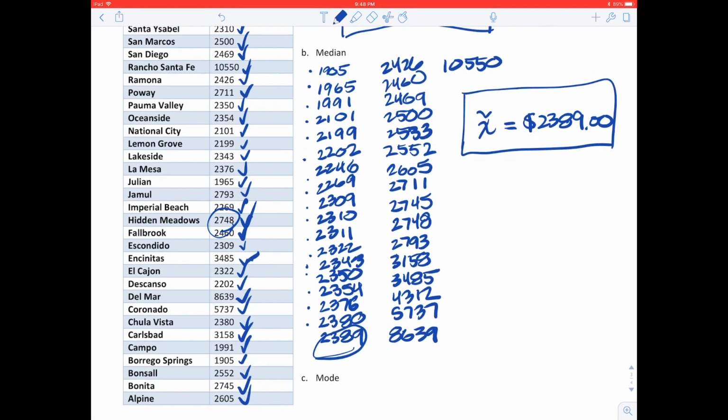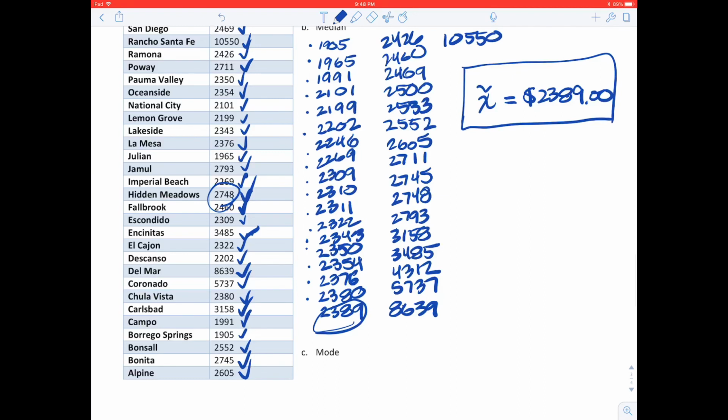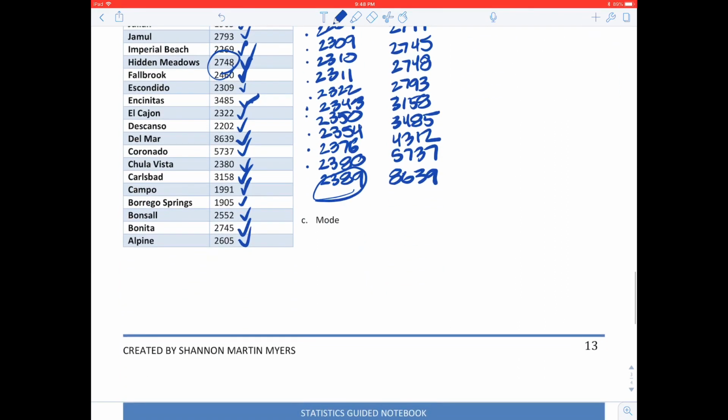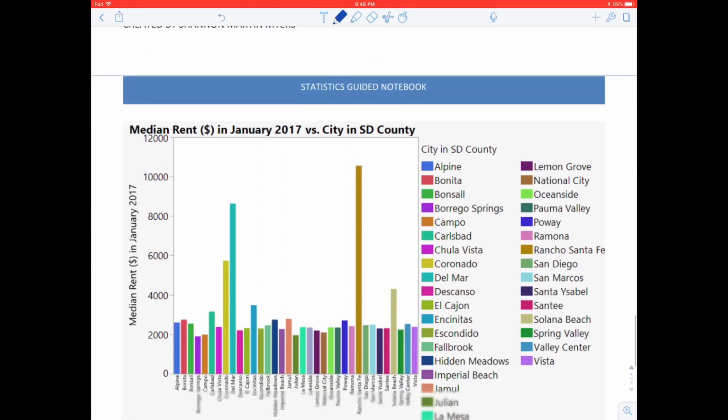The mode. Okay, were any of these numbers repeated at all? No, I didn't see any. So what would we say? Beautiful. There's no mode. Or none, or however you want to answer that.